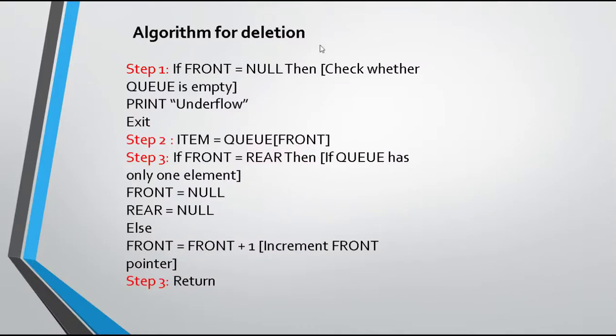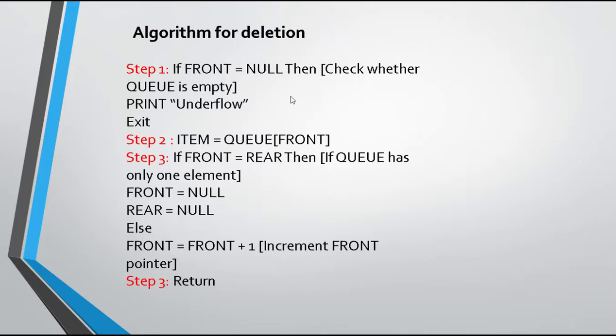The algorithm for deletion is also known as DQ, that is, an element is deleted from the queue. As you know, the element will be deleted from the front end. In step 1, if front is equal to null, it indicates that the queue is empty and it will print underflow, and then it will exit from the program. So when the queue is empty, you cannot remove any element from the queue.